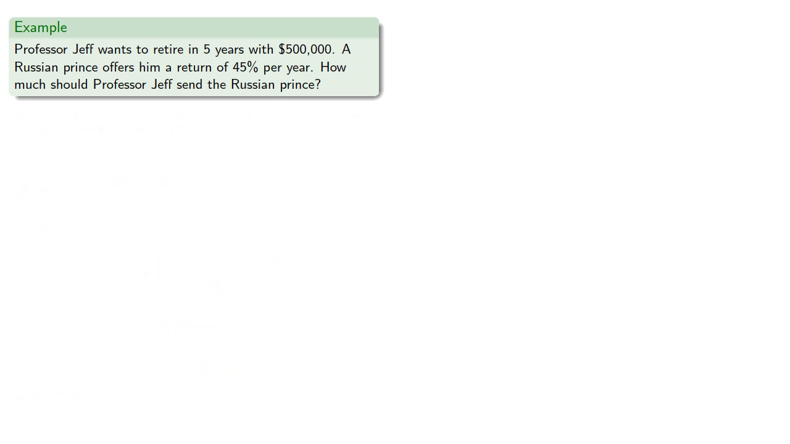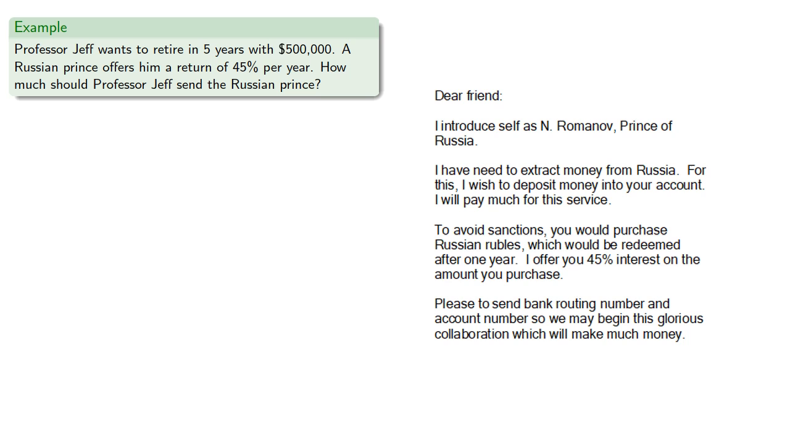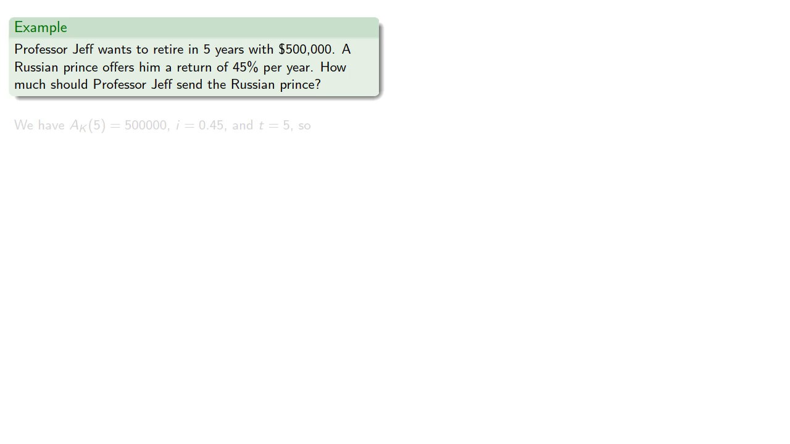Or suppose we want to retire in 5 years with $500,000. According to this email I just got, a Russian prince offers me a return of 45% per year. So how much should I send the Russian prince? We have A_K(5) is $500,000. That's the amount after 5 years. The interest rate is 45%, and the time is 5.